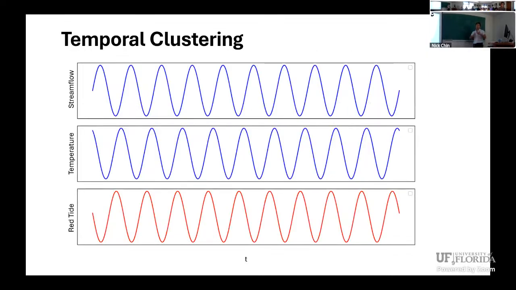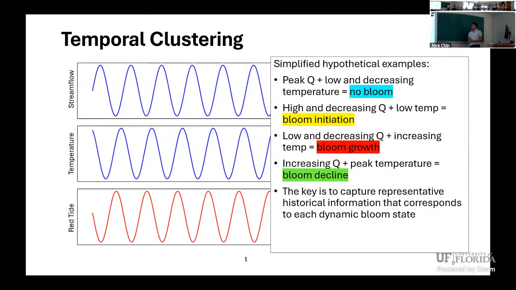Okay, so let's walk through a little example here, and I'm going to refer to this as temporal clustering. This is a very simplified example of what we're trying to do here. Let's just take stream flow and temperature as our two variables, and our response being red tide concentration. So again, in this simplified hypothetical example, what we're looking for are different regimes in past data and how that corresponds to a tide state.